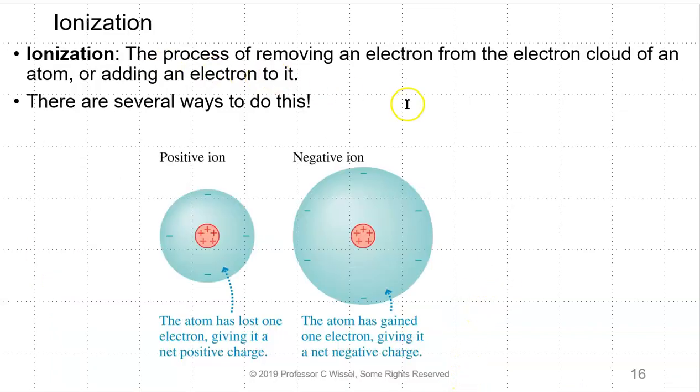So ionization is the process of removing an electron from the electron cloud of an atom or adding an electron to it. There are several ways to do this. Okay, here's a positive ion. This one has lost one of its electrons, so it has an excess of positive charge and a deficit of negative charge, and we call that a positive ion. This negative ion has gained an electron. It's got an excess of negative charge and a deficit of positive charge, so it is a negative ion. And usually this is only temporary. This doesn't last very long because nobody likes to be either positive or negative. They want to be neutral.